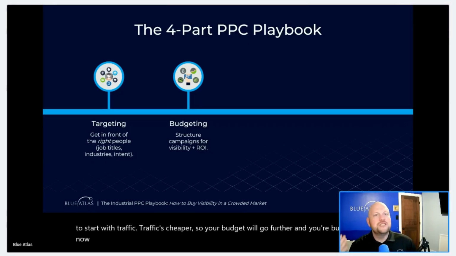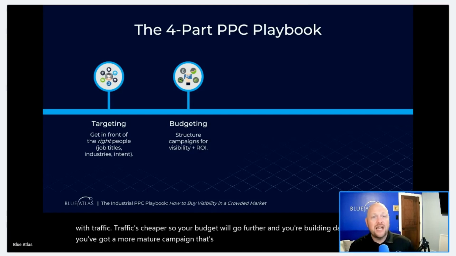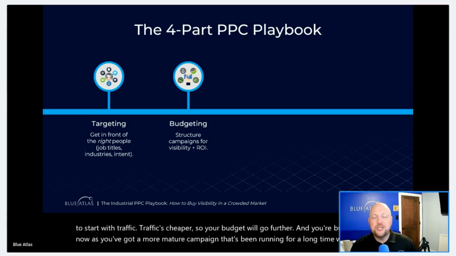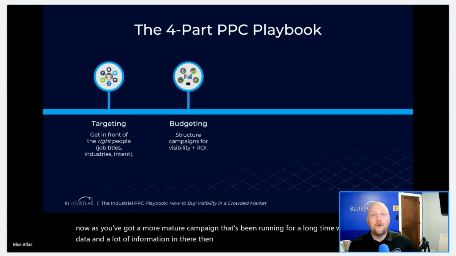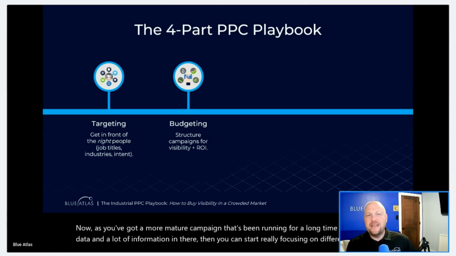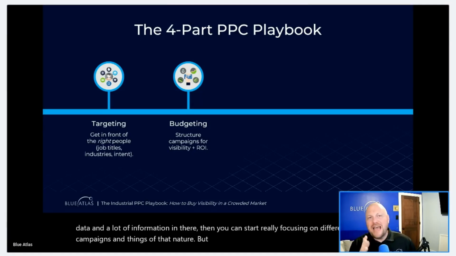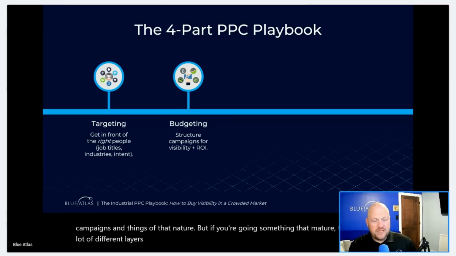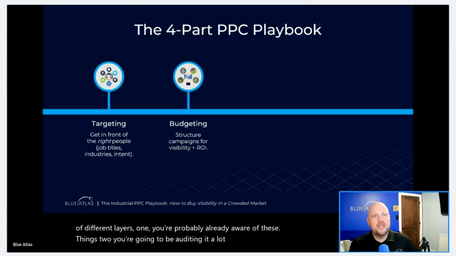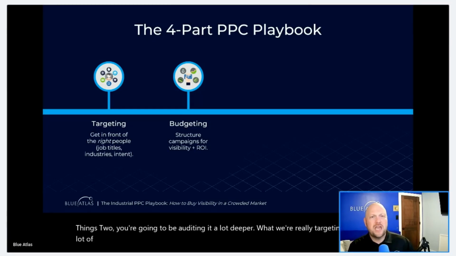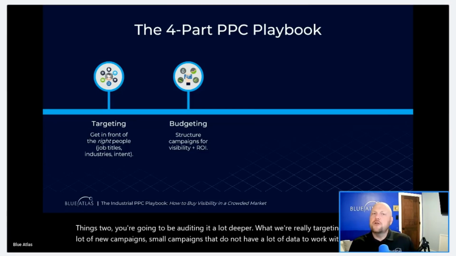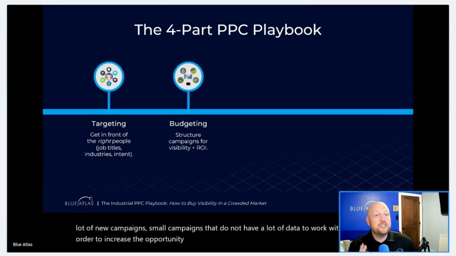Now, as you've got a more mature campaign that's been running for a long time with a lot of data and a lot of information in there, then you can start really focusing on different lead campaigns and things of that nature. But if you're running something that mature that has a lot of different layers, one, you're probably already aware of these things. Two, you're going to be auditing it a lot deeper. What we're really targeting here is a lot of new campaigns, small campaigns that do not have a lot of data to work with. So in order to increase the opportunity for your budget, start with traffic.